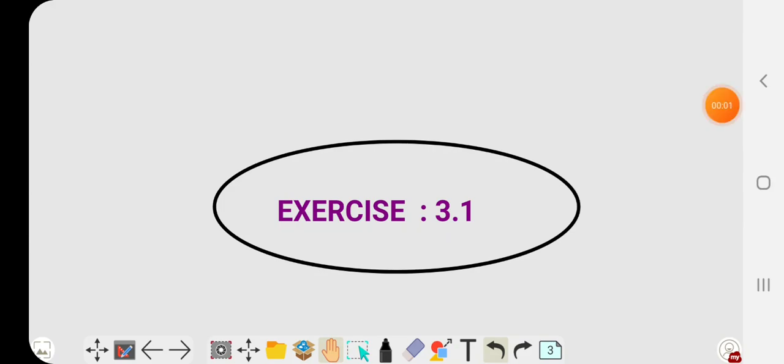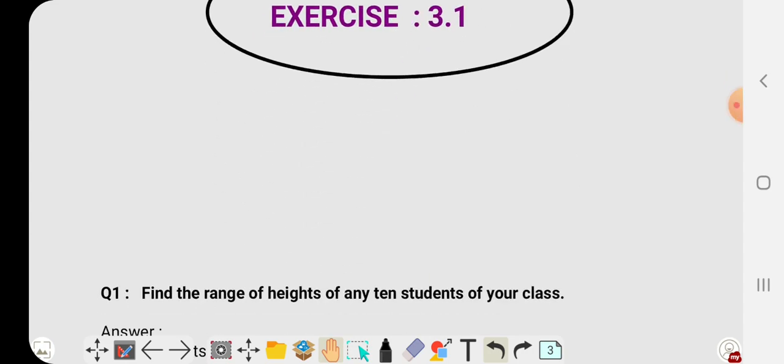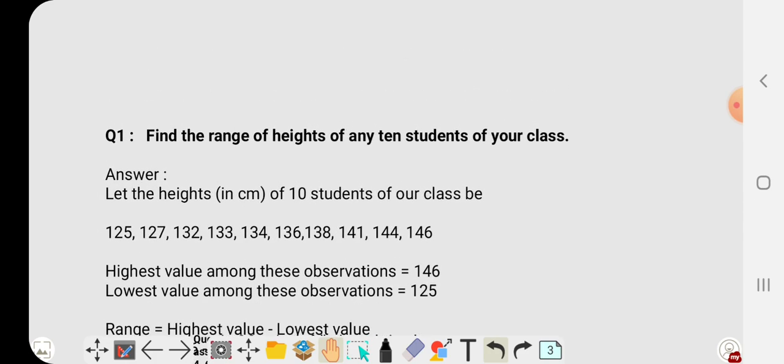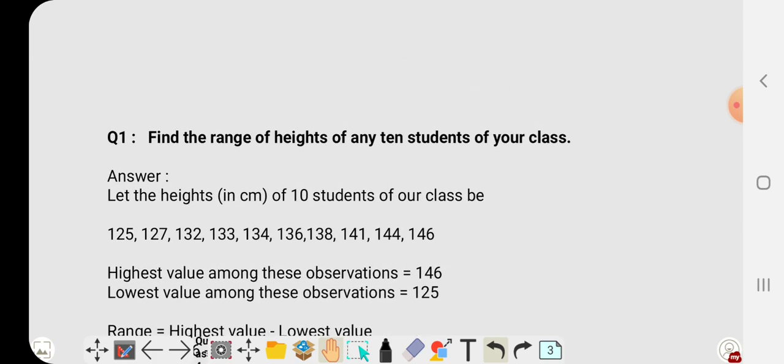Hello students, today we are going to start exercise 3.1. The first question is: find the range of heights of any 10 students of your class.